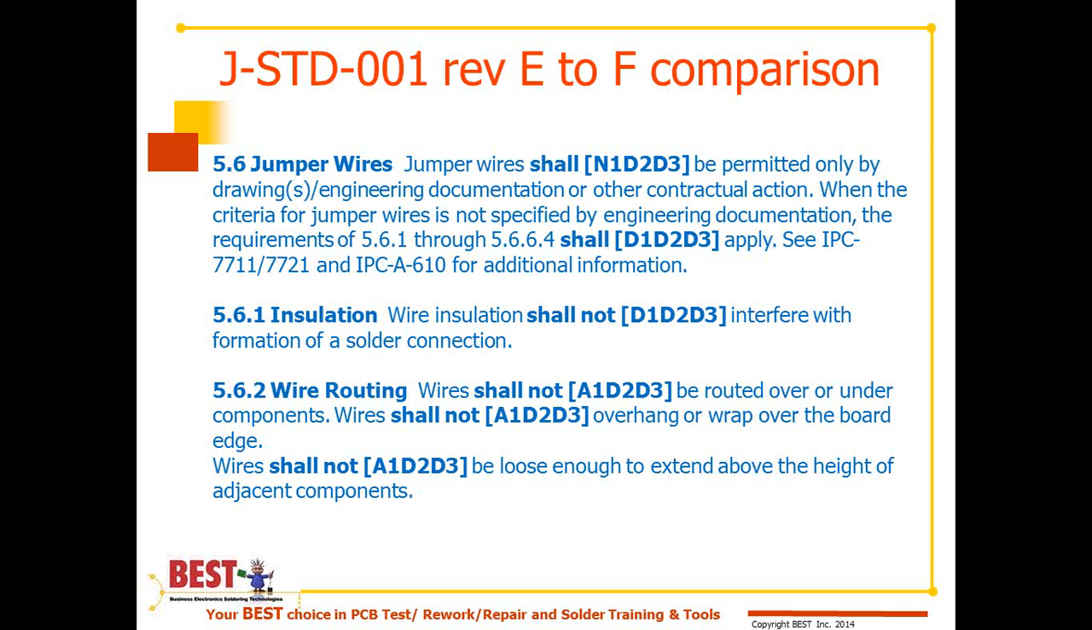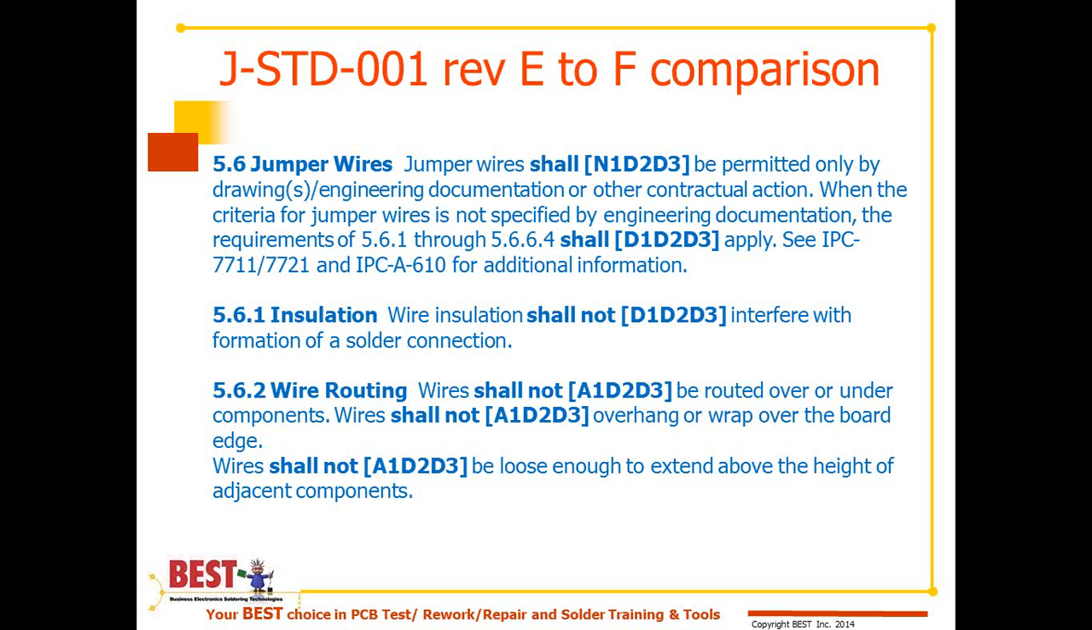Then we go to section 5 in the book under 5.6, and they've added a large area here about jumper wires. This is a new section where we actually address jumper wires in the J-standard document where it wasn't before. So for jumper wires, it says the jumper wires shall be permitted only by the drawing or engineering documentation. We just can't arbitrarily put it in there when we feel like it. And when the criteria for the jumper wire is not specified by the documentation, the requirements of 5.6.1 through 5.6.6.4 shall apply.